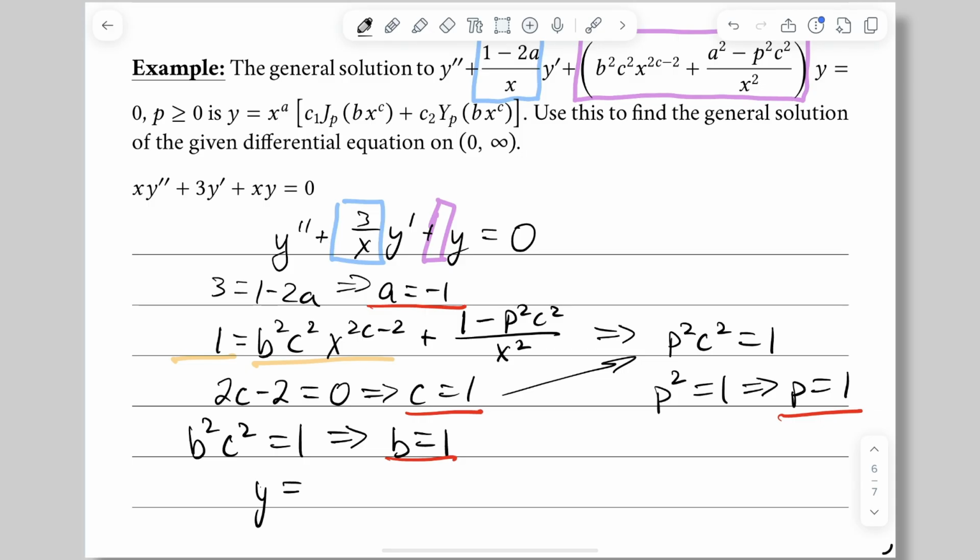Y is equal to x to the negative 1 times the quantity of c1 j1 of x plus c2 y1 of x.